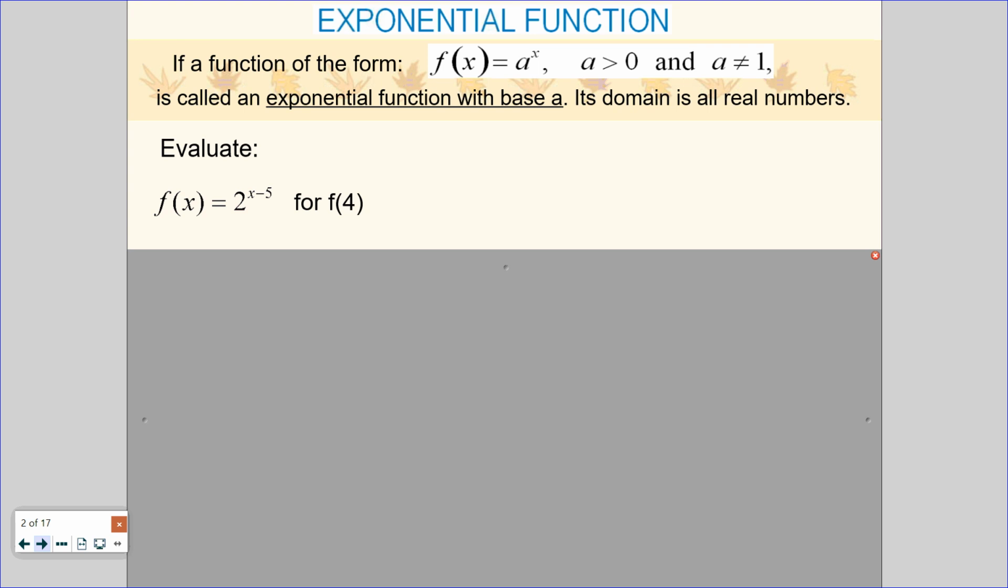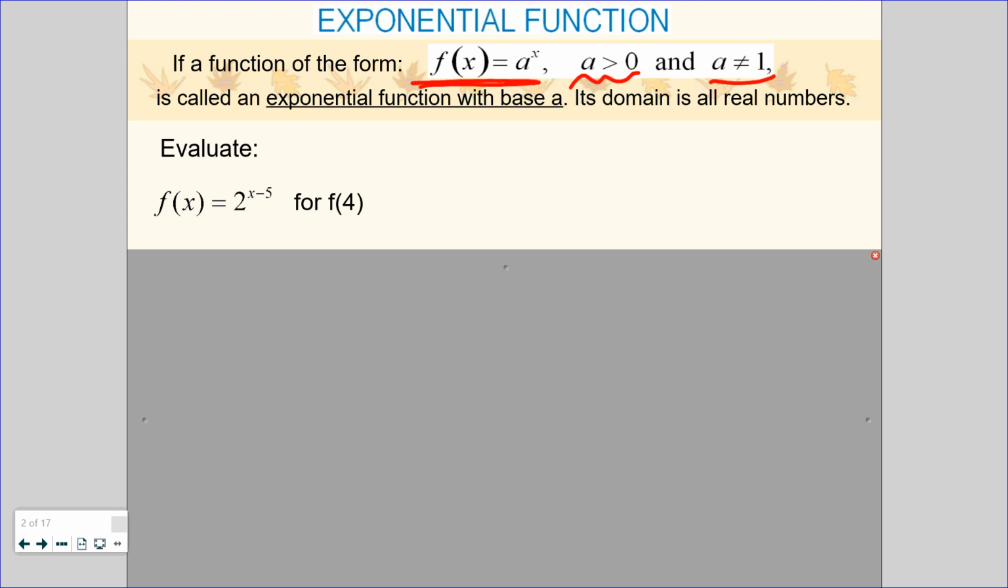So something like this is the basic form of an exponential function. f of x equals a to the x power. We call a the base. There's a couple of restrictions on a. a must be a positive number to meet our exponential guidelines, and it cannot equal 1. Because if it was 1, 1 to any power is 1, and it would just look like a straight line. It would not be an exponential curve.